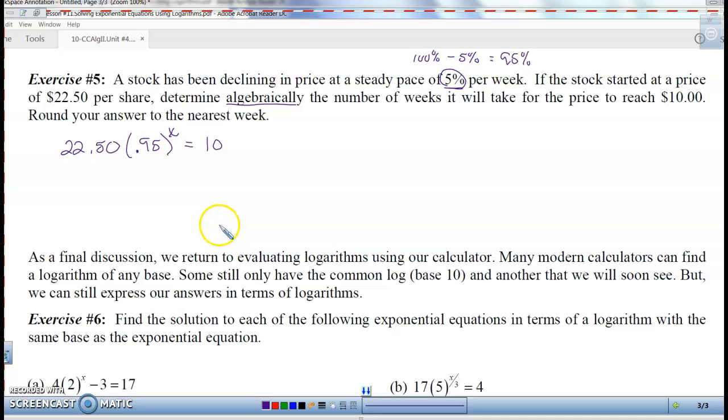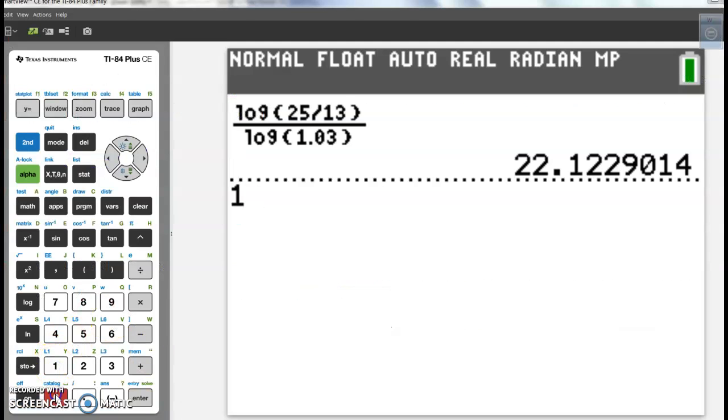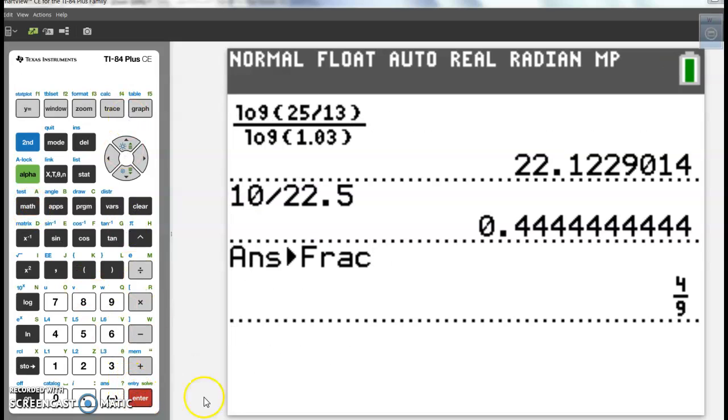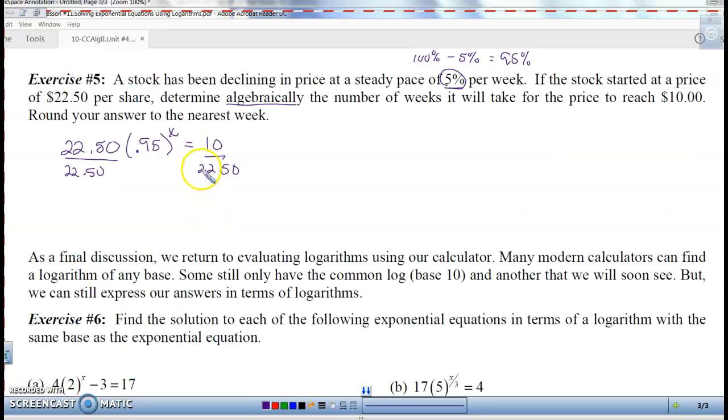Okay, so let's solve this, get the exponent by itself. So we want to divide by 22.50. Okay, so let me grab my calculator. 10 divided by 22.5 is 0.444. I'm not going to round it off. I'm going to hit the fraction, Math, enter, enter. It is 4/9. Okay, so I flip back here. 0.95 to the x is equal to 4/9.